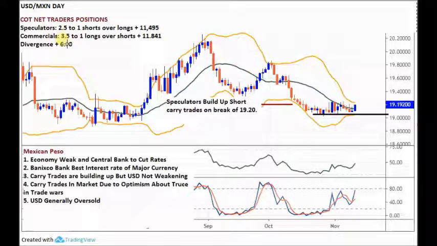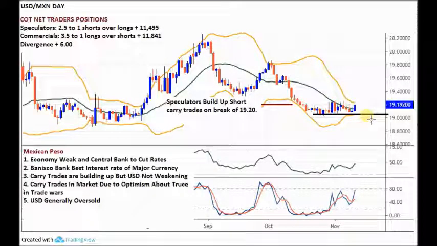Commercial smart money long the USD 3.5 to 1, longs over shorts, and they've added in 11,841 longs. The divergence between two groups is 6, which historically is pretty good in this pair. Now, in terms of the chart, I'll do all the technicals in a moment, just drawn some levels in. But speculators build up short carry trades on a break of 1920. I'll just explain what a carry trade is in a moment. But speculators have sold hard here, and the dollar has not taken out that support line.